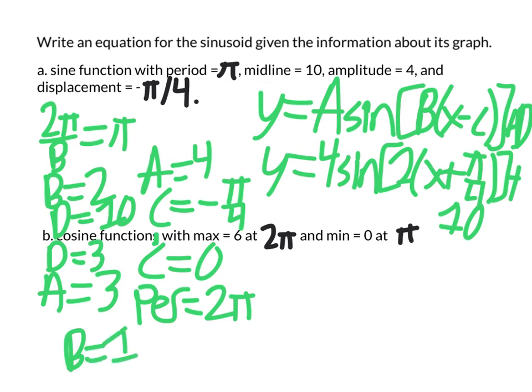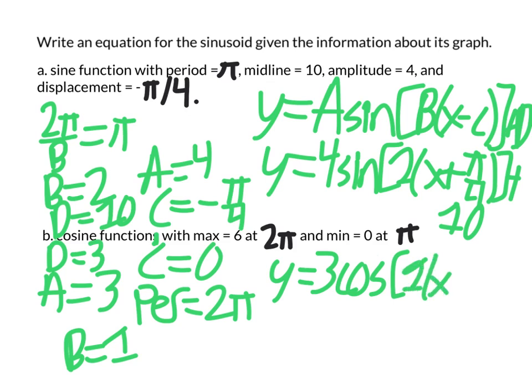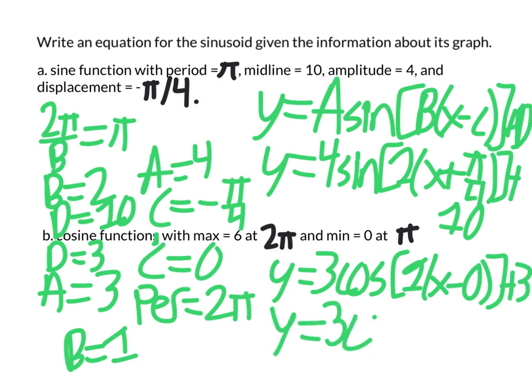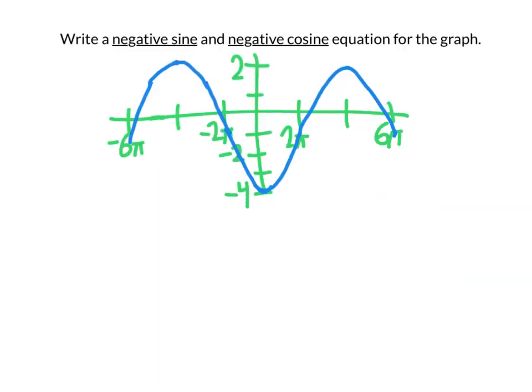So cosine has the same standard form as sine. You just switch the sine to a cosine. So this equation would be y equals 3 cosine of 1 x minus 0 plus 3, which just equals 3 cosine of x plus 3.